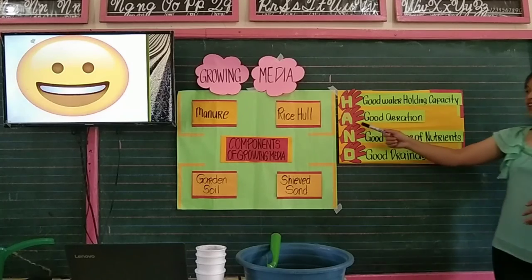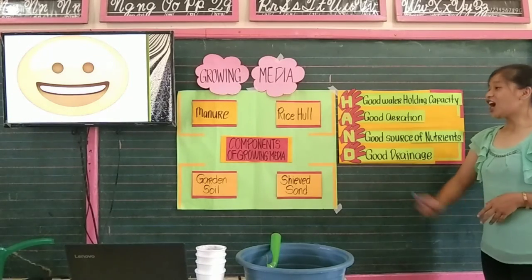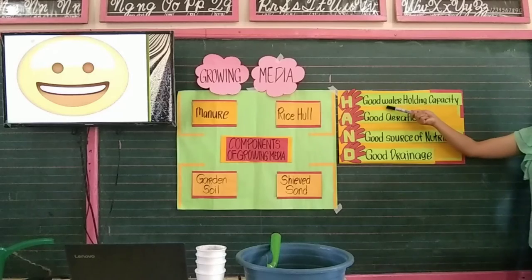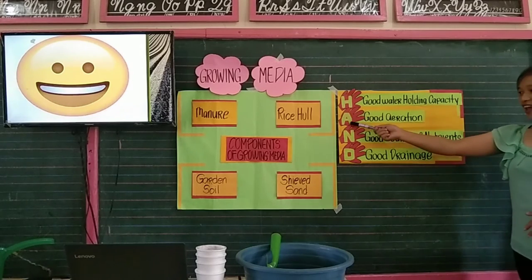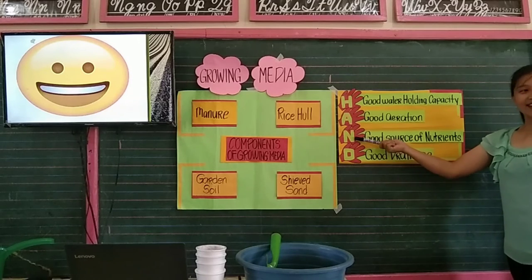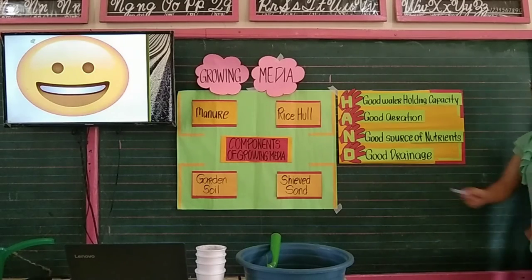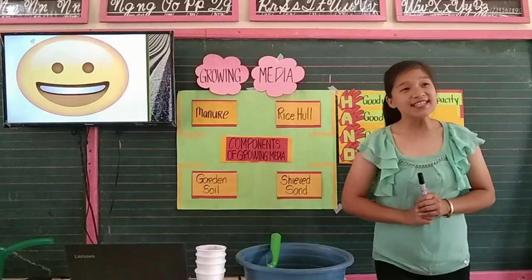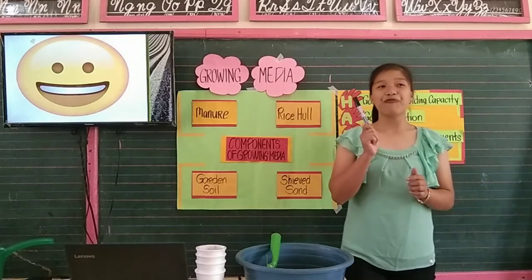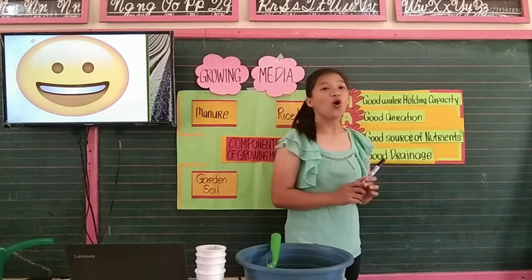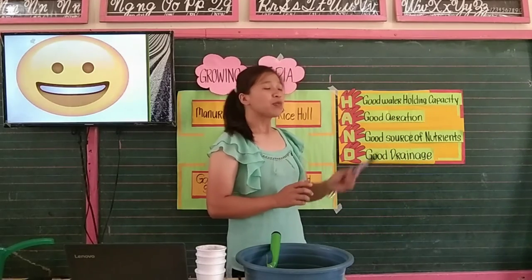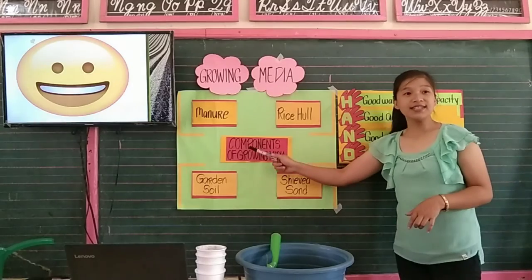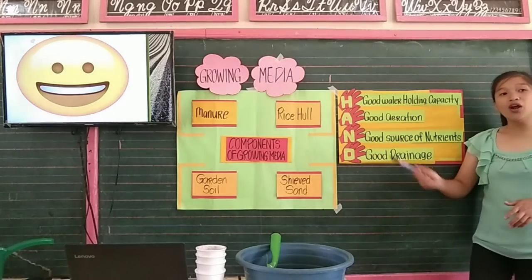Okay, again, let's repeat the acronym of HAND. The characteristics of components of good growing media is letter H, good water holding capacity. Letter A, good aeration. Letter N, good source of nutrients. And letter D, good drainage. So, good water holding capacity is simply defined as the amount of water that a given soil can hold for crop use. Meaning to say, using our components, it helps our crops to their growth.